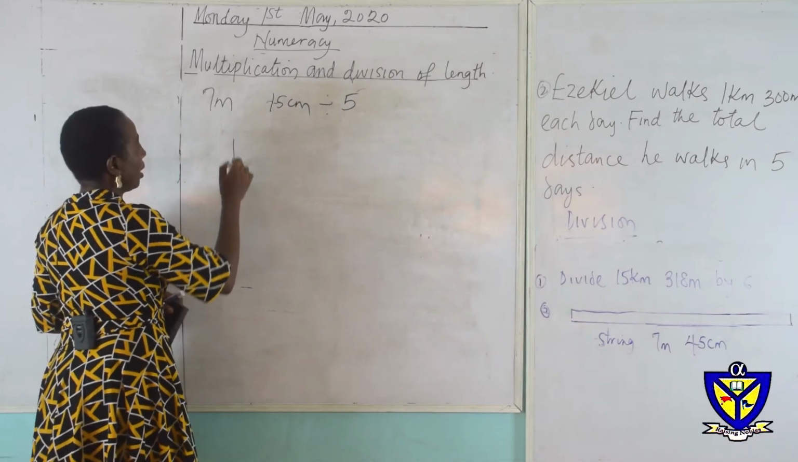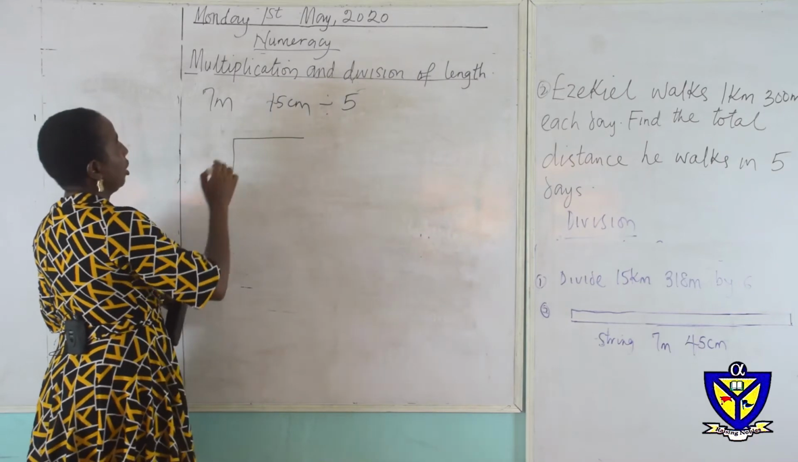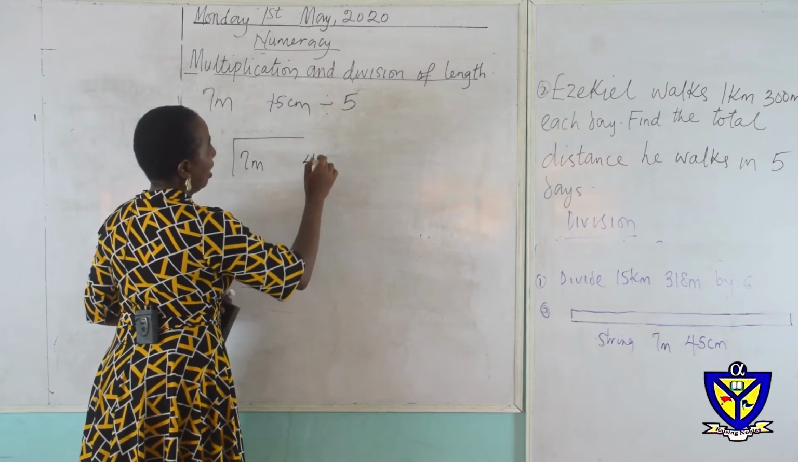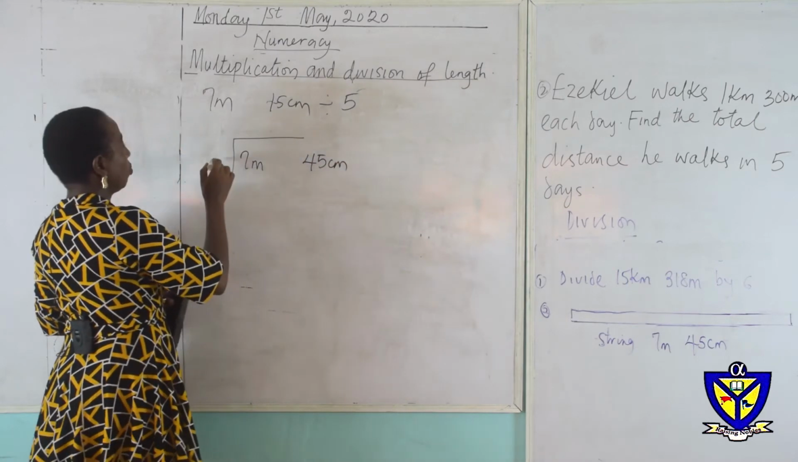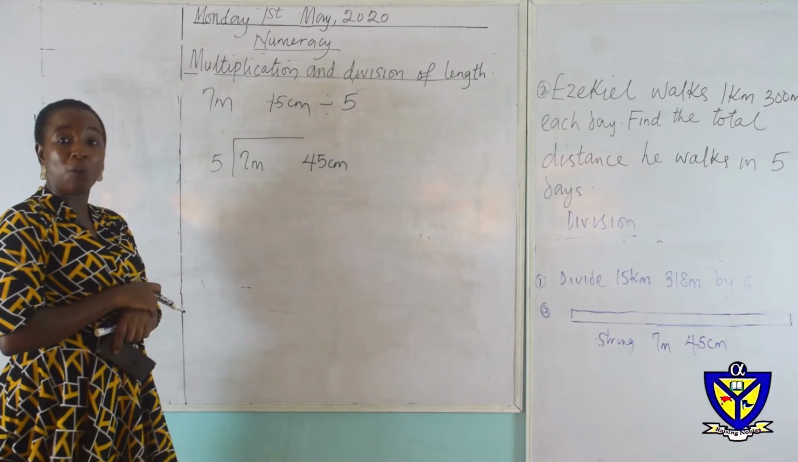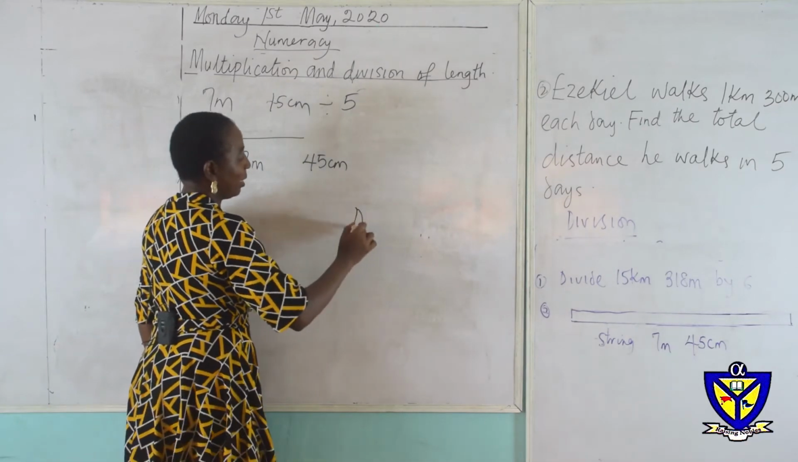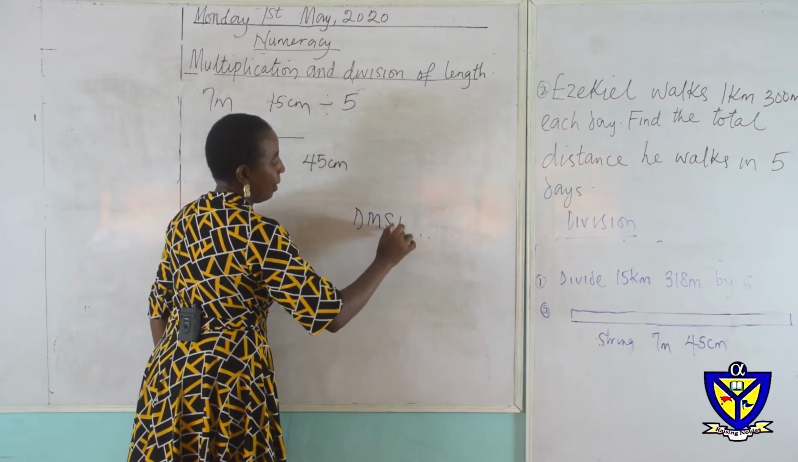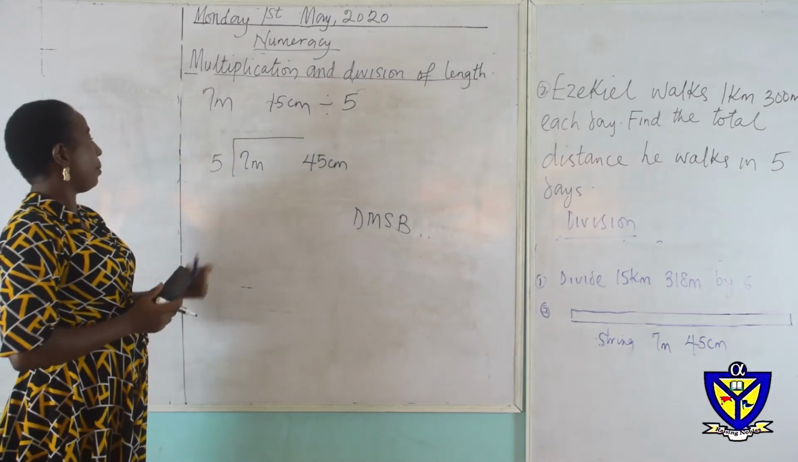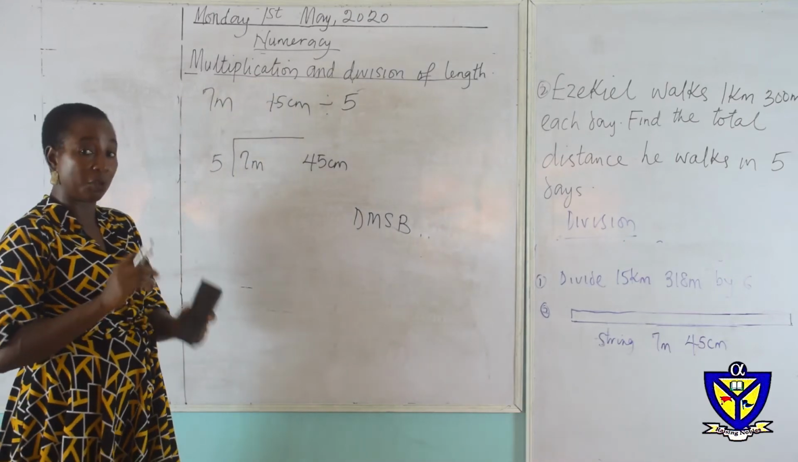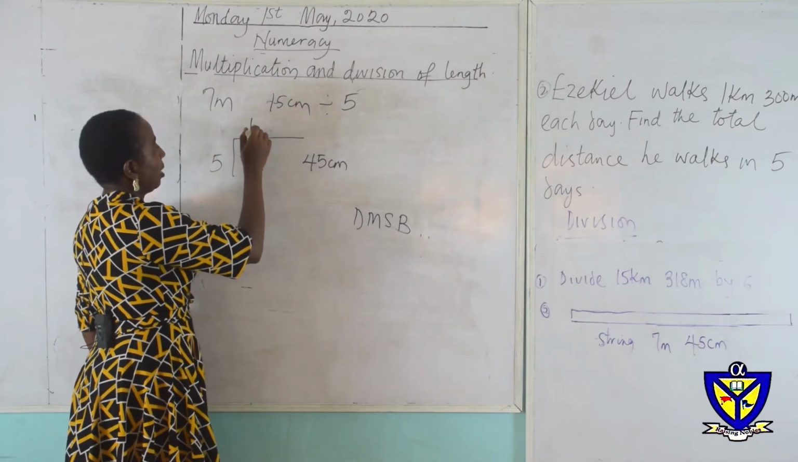Now, the first thing you do again is draw this. You write your 7 meters. You write your 45 centimeters. And you put your divisor here. Now we want to get our quotient. Don't forget our daddy, mommy, sister, brother. Now, let's start with the meters. How many 5 can you have in your 7? Of course, 1. That's 1 meter.